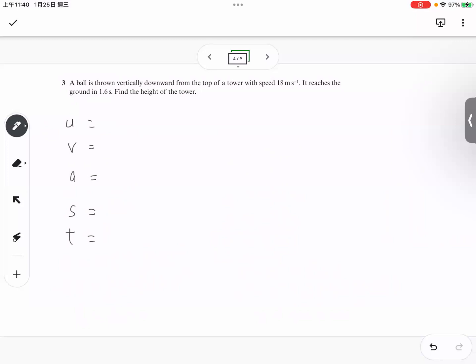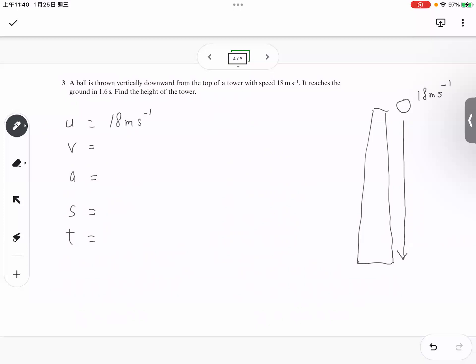So let us draw the figure first. A ball is thrown vertically downward from the top of the tower. Okay, this one is the tower here. With the speed of 18 meters per second. So that means at the very beginning it is 18 meters per second, so I know that U is 18 meters per second. Okay, it reached the ground in 1.6 seconds. So the time taken is 1.6 seconds.